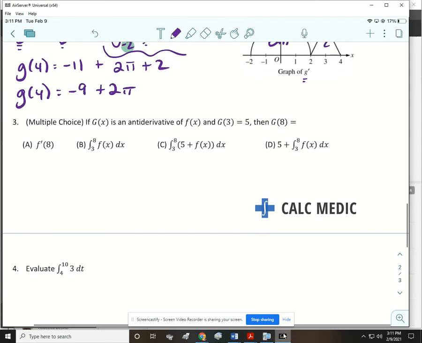Okay. And then for number 3, if g of x is the antiderivative of f of x and g of 3 equals 5, then g of 8 equals. So that would mean if g is the antiderivative of f, that means f is the derivative of g.